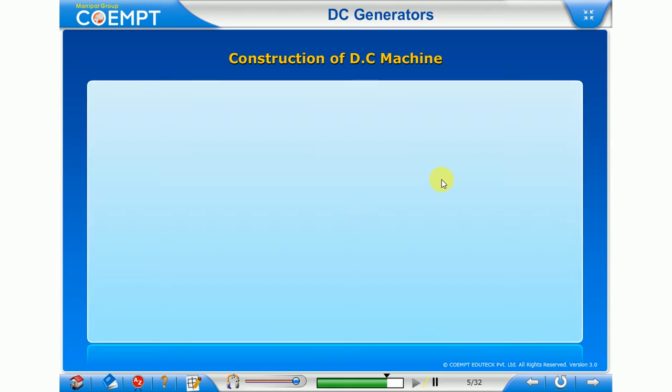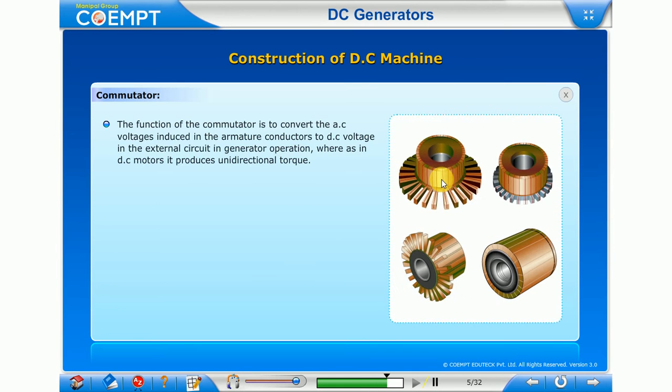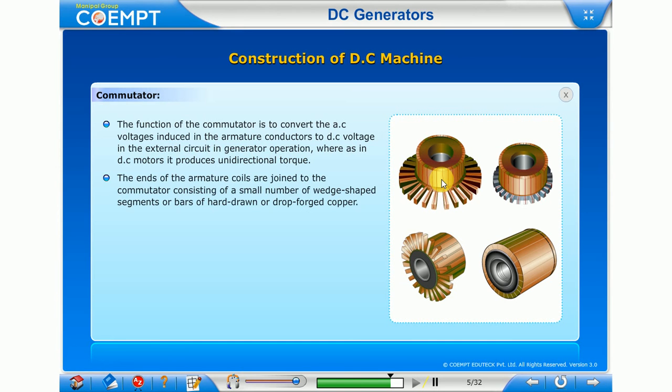Brushes. Brushes are employed to collect current from the commutator and deliver it to the load. The rotating armature and the external circuit are connected through brushes. These are rectangular and are made of carbon, carbon graphite, graphite, metal graphite or copper. The graphite in the brush serves to lubricate the commutator.